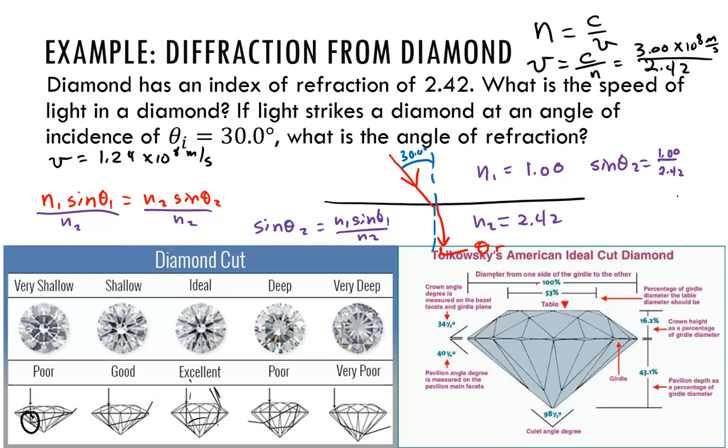Sine of 30 degrees is 1/2. I don't know about you guys, but I think I had to memorize that when I was in high school. How do I get theta 2 now that I know what sine theta 2 is? Arc sine. So theta 2 is equal to arc sine of 1.00 over, I just multiplied through, 4.82.